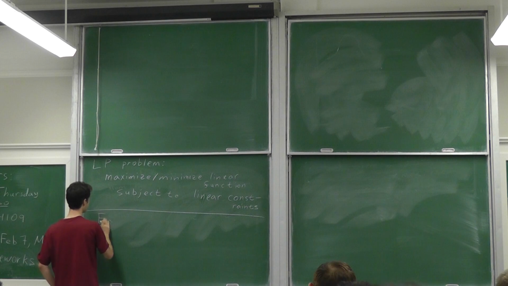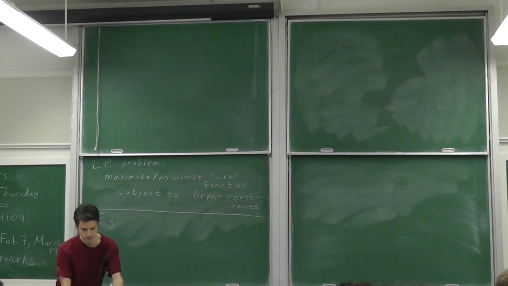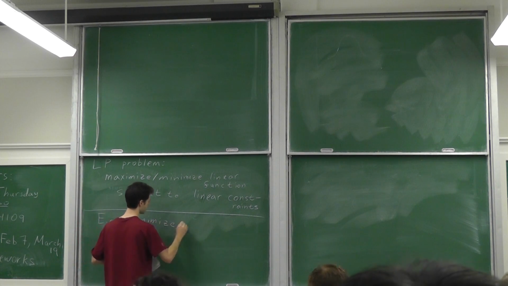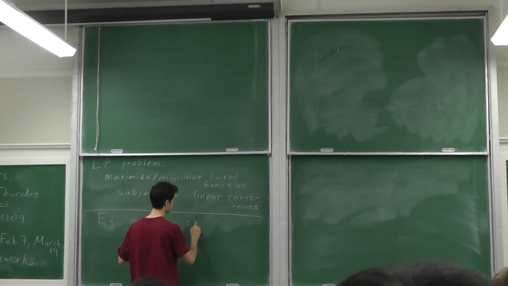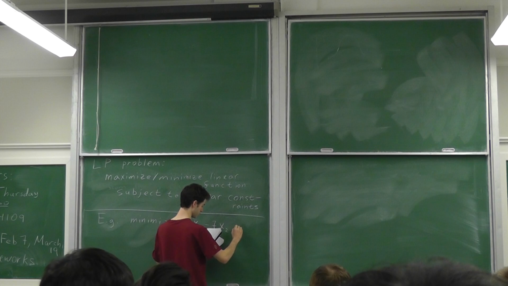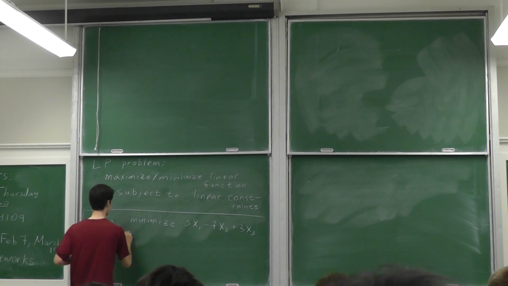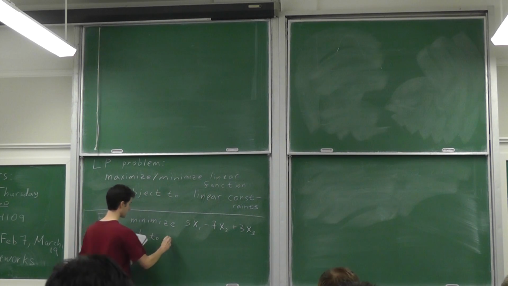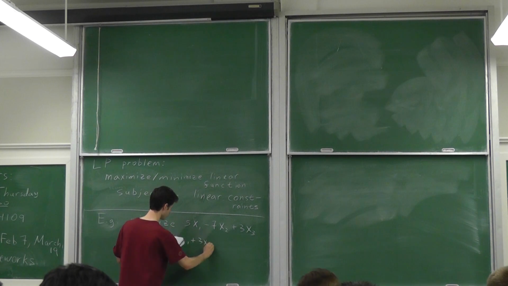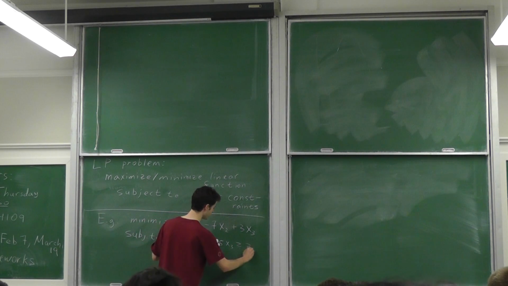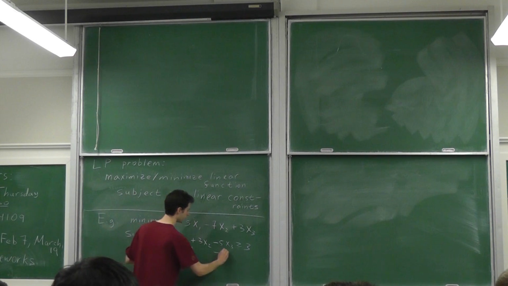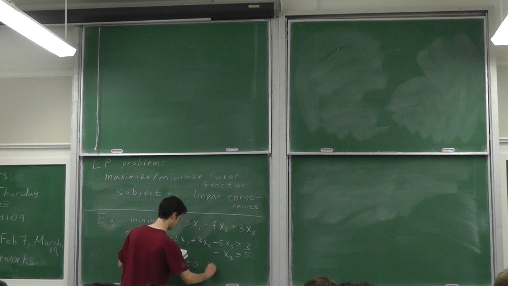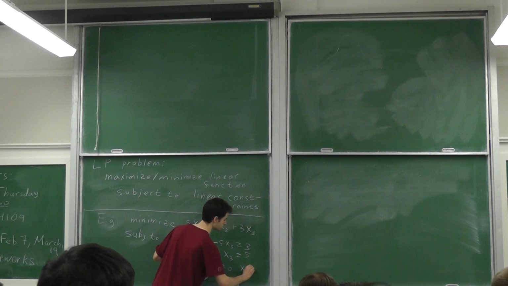Let me give you an example. Something like this: minimize the function 5x1 minus 7x2 plus 3x3 subject to minus 2x1 plus 3x2 minus 5x3 is greater or equal to 3, x1 minus x3 is equal to 5, and x1 is positive, x2 is positive, x3 is positive.